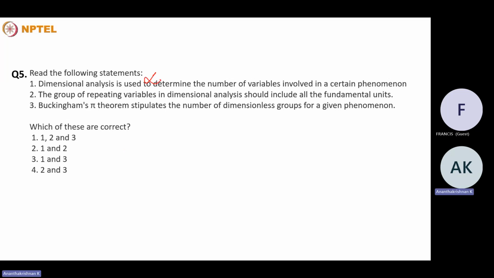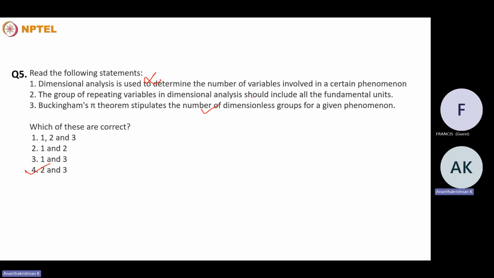Dimensional analysis is not used to determine the number of variables involved in a certain phenomenon, because the number of variables are presets that the experimentalists decide, which should be used for the further analysis. So dimensional analysis has got nothing to do with deciding the number of variables. What it decides is the group of repeating. Sir, is the fourth option the correct one? 2 and 3. Yes, right. So using this Buckingham pi theorem, the dimensional analysis gives the number of dimensional groups for a given phenomenon. That is the right option that we have seen in the previous lecture.